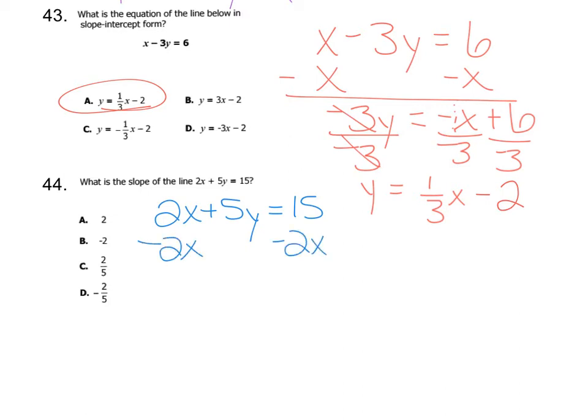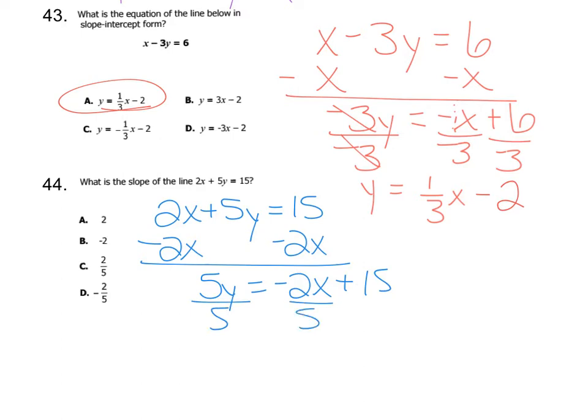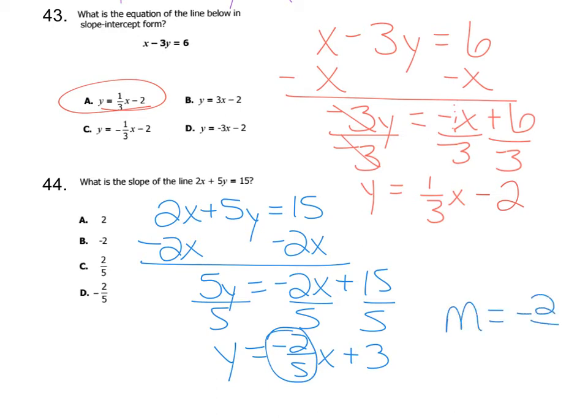So let's subtract 2x from both sides. I get 5y equals negative 2x plus 15. Then you divide everything by 5. And y is negative 2/5 x plus 3. And my slope is right here. So m is negative 2/5.